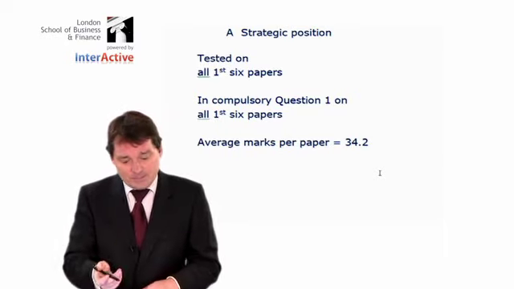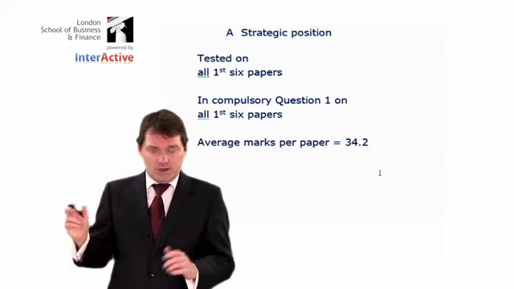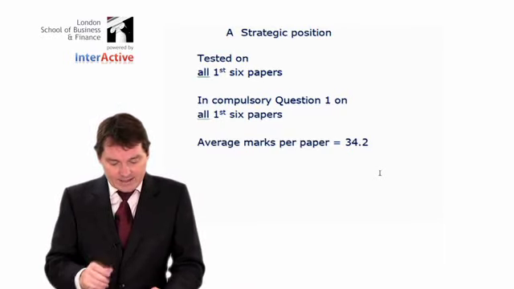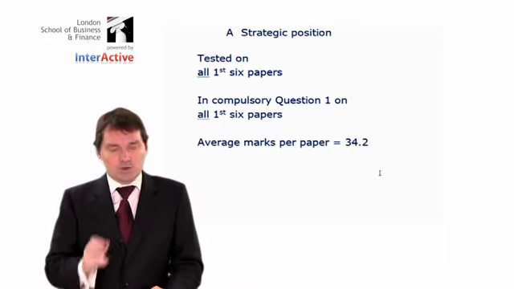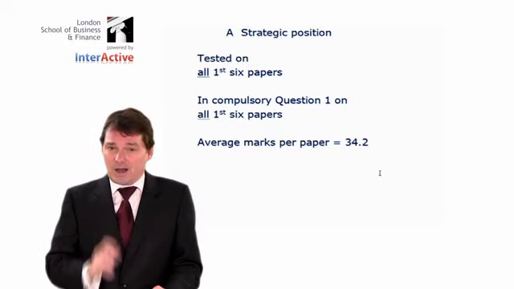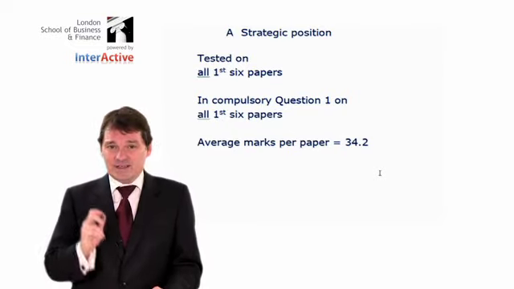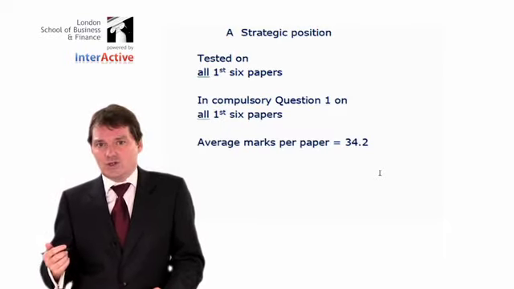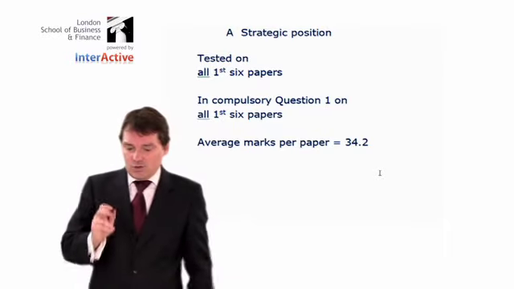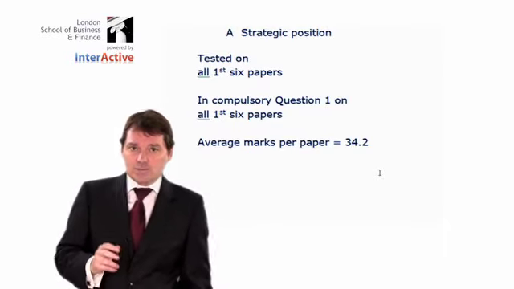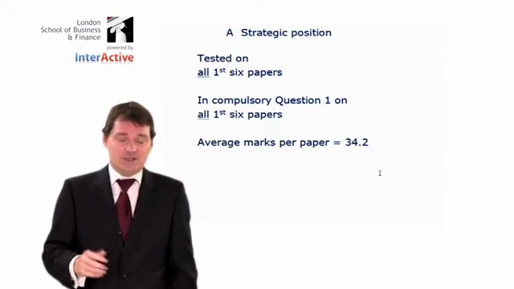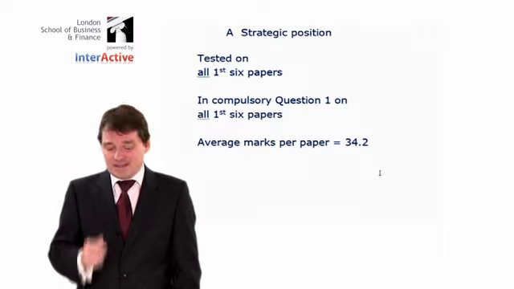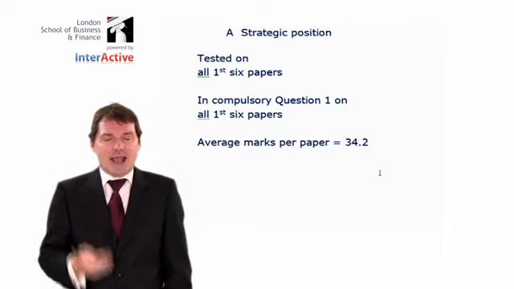Now, you can see there have been 6 papers so far, and this has been tested on all of them. Not only that, it has been part of the compulsory question. It's been question 1, part A, on every single paper. In some papers, it has also turned up in other questions as well. And because of that, you can see the average marks per paper, for the papers it appears on, which in this case is all of them, is 34. So 34% on what is happening at the moment.